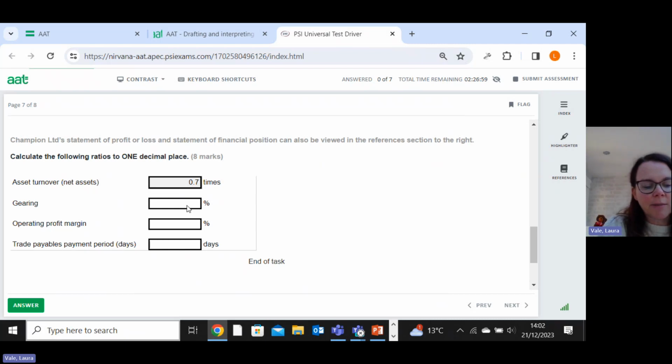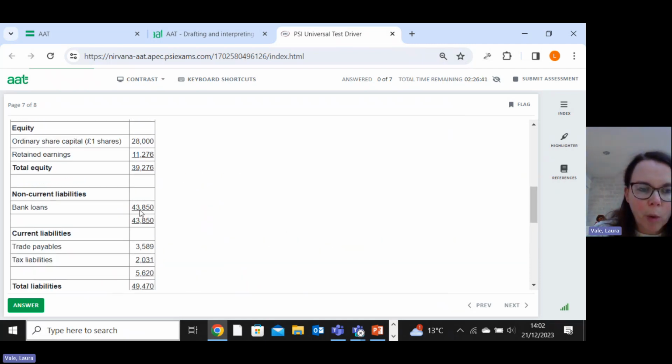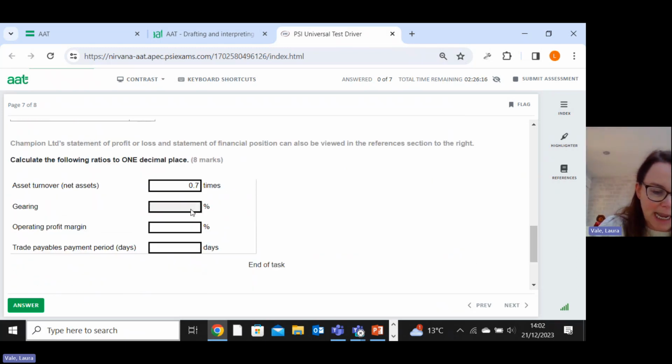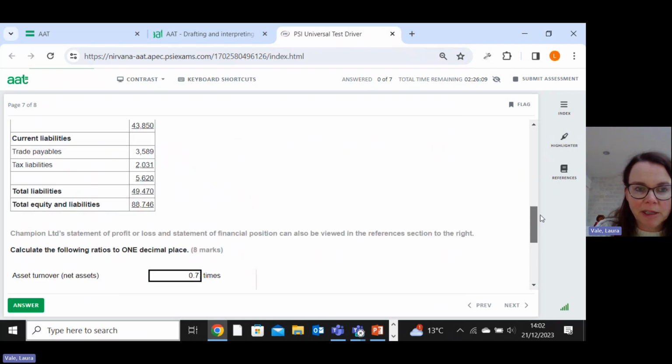Gearing, so that's a measure of how much of the total finance comes from loans. So for that one, I need that same investment figure, by the way, the 83,126 that I calculated previously. And now what I want to do is say, well, what proportion of that is loans? So I'm going to do 43,850 divide by the 83,126 again, times 100, and to one decimal place, I've got 52.751 in my calculator. So to one decimal place, that's 52.8.